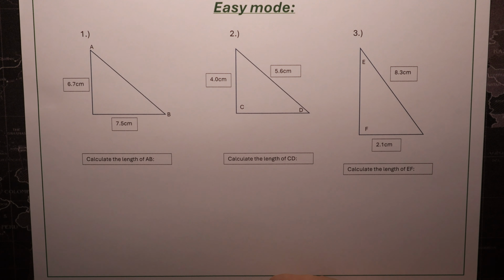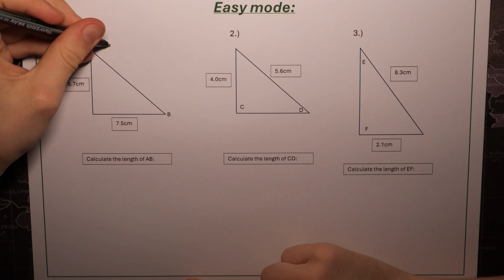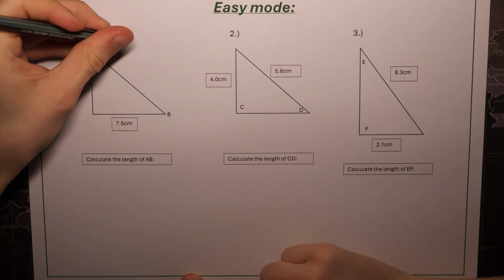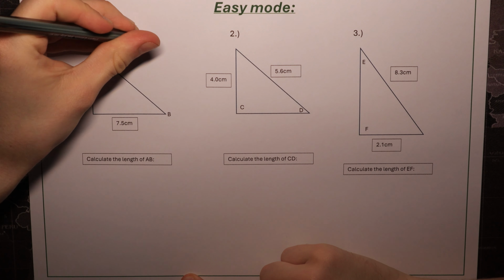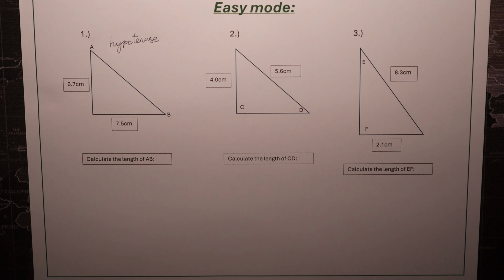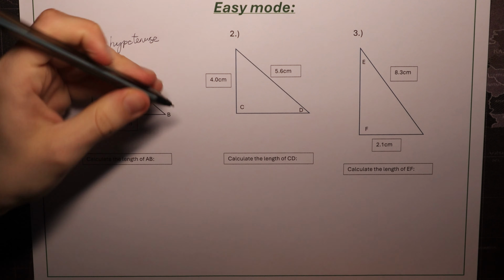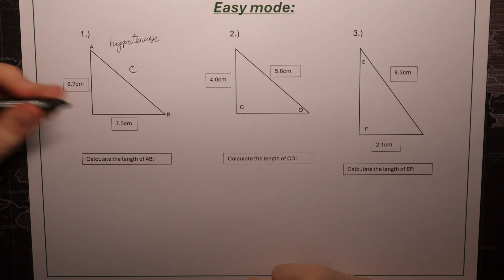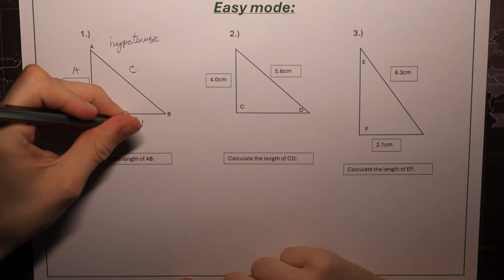We need to find the length of AB. AB here can be stated as a hypotenuse. What does this mean? Well, this means it's the longest side of a right-angled triangle. So let's just denote this as C, just as a variable. And this is A and this is B.